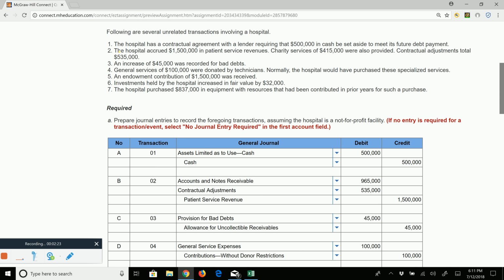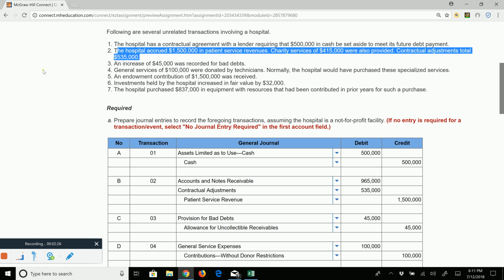Number two, the hospital accrued $1.5 million in patient service revenue. Charity services of $415,000 were also provided. Contractual adjustments total $535,000. So basically what is going on here is the hospital is going to record their revenue at gross amount, which is $1.5 million.